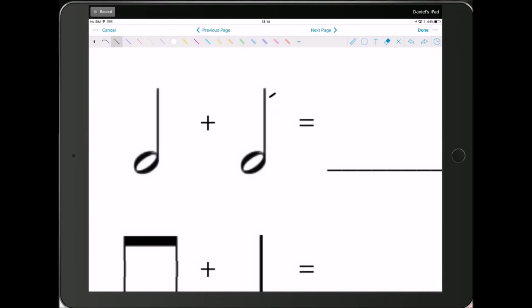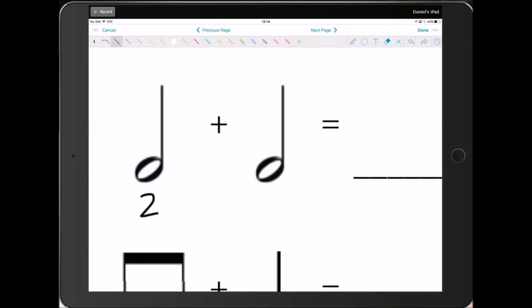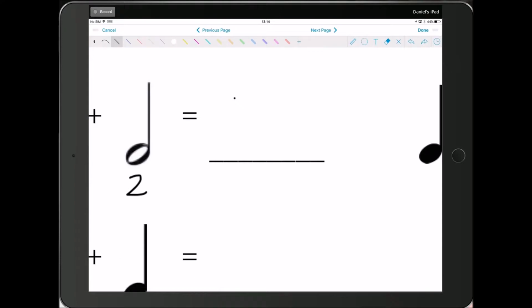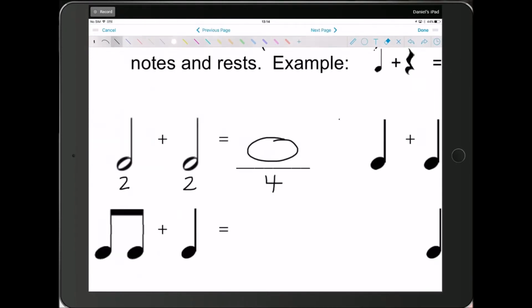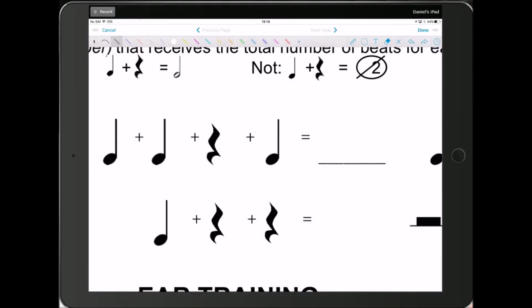So, let's do this one. Half note gets 2, half note gets 2, 2 plus 2 is 4, so what note gets 4 beats? The whole note. And yes, you can have multiples of the same answer. So I have a quarter note, 1, quarter note, 1, quarter rest, 1, quarter note, 1. All those add up to equal 4. A whole note gets 4 beats.